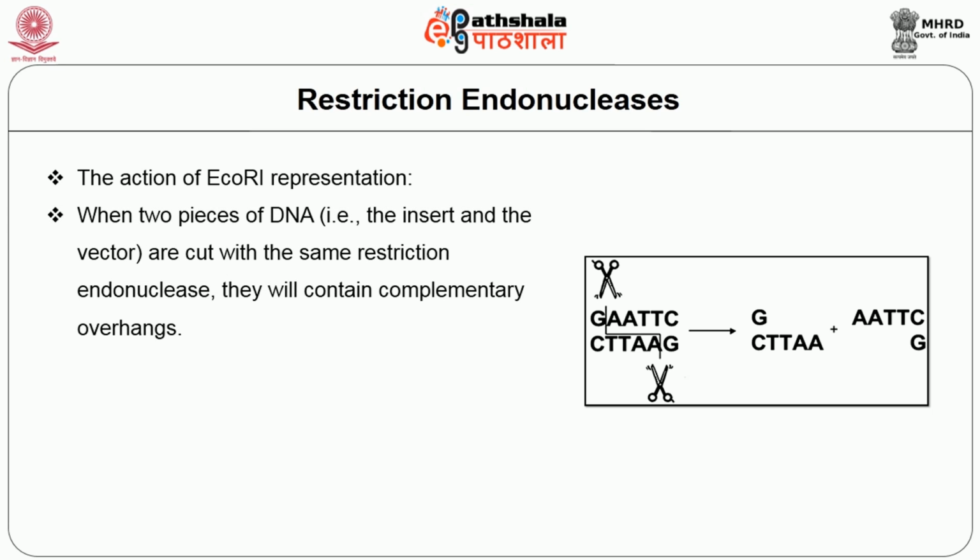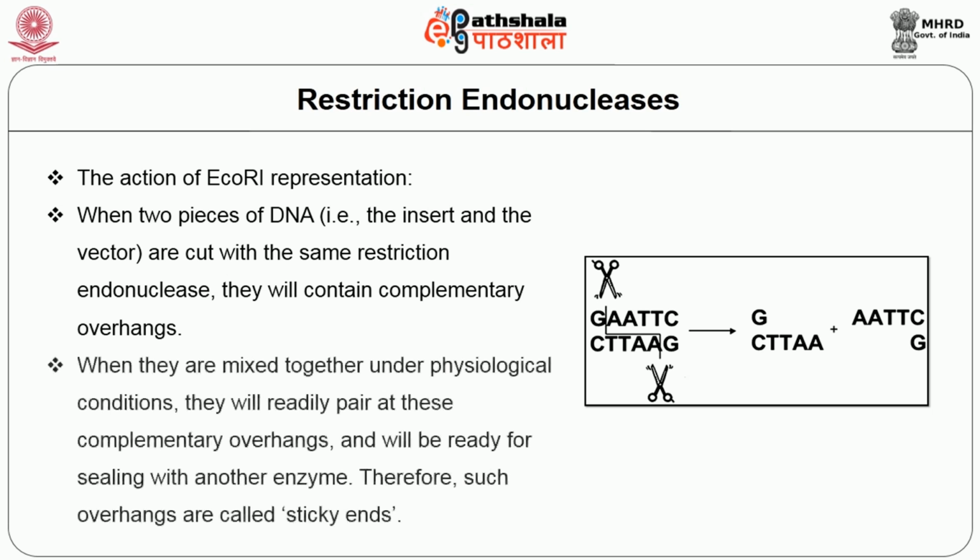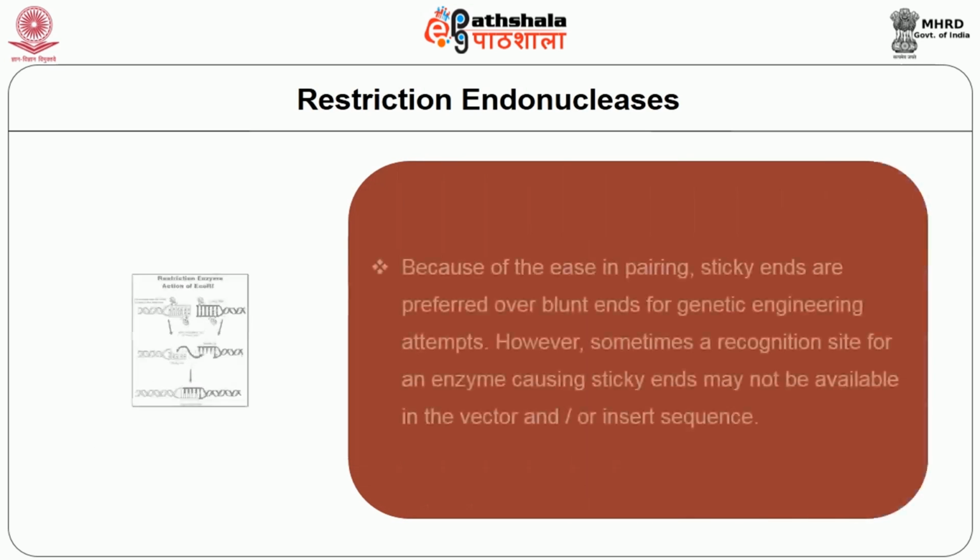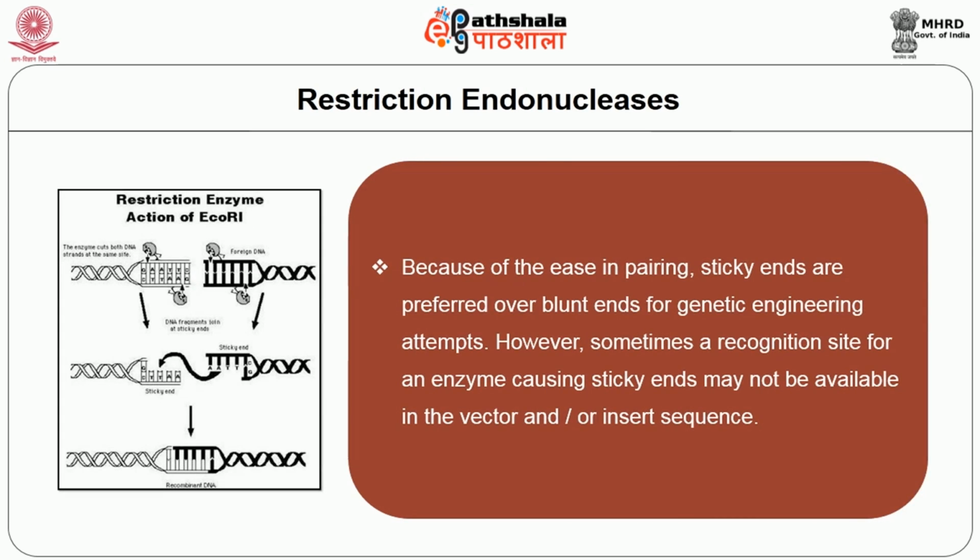When two pieces of DNA, that is the insert and the vector, are cut with the same restriction endonuclease, they will contain complementary overhangs. When they are mixed together under physiological conditions, they will readily pair at these complementary overhangs and will be ready for sealing with another enzyme. Therefore, such overhangs are called sticky ends. Because of the ease in pairing, sticky ends are preferred over blunt ends for genetic engineering attempts.